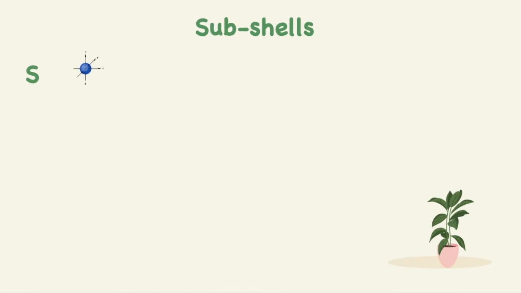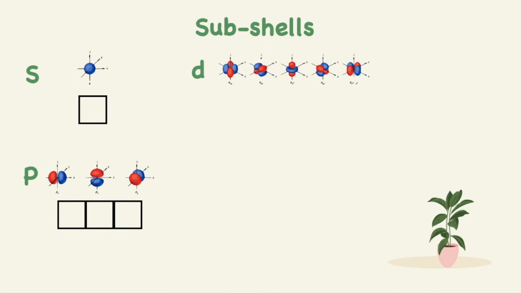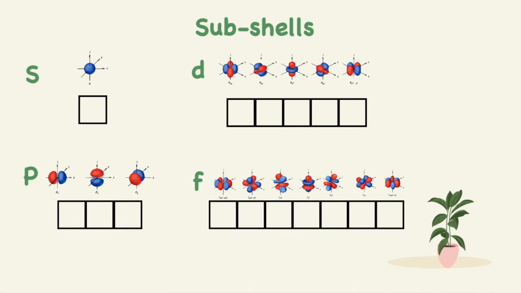For the s orbital, we have 1 kind of orbital, so we will draw it as 1 square. For the p, we have 3 different kinds of orbitals, so we will draw it as 3 squares. These 3 squares represent the p orbital or p subshell. The next we have the d subshell with 5 different orbitals, so it will be 5 squares. The last we have the f orbital. It contains 7 kinds of orbitals, so the squares will be 7 too.